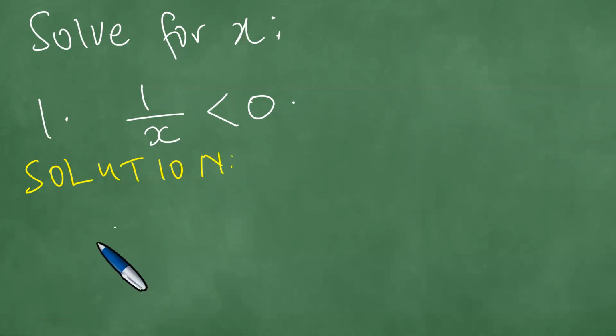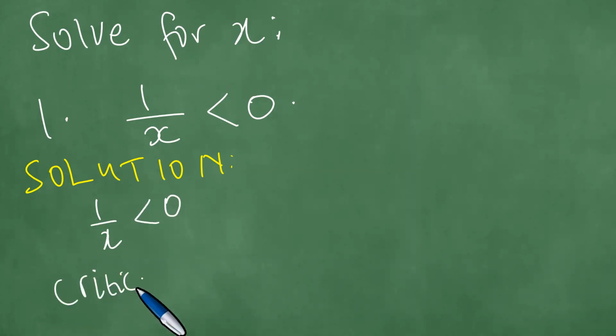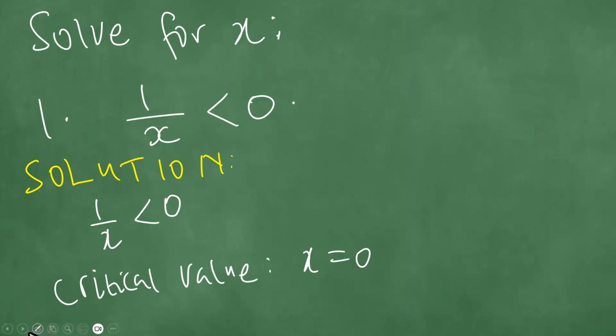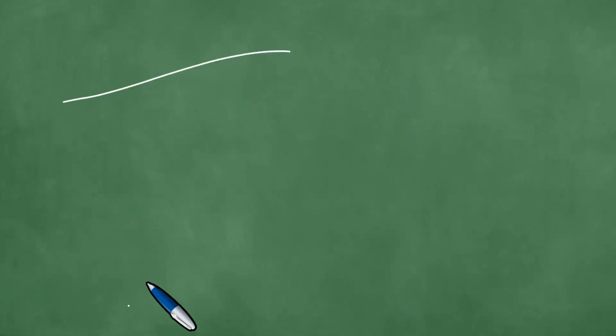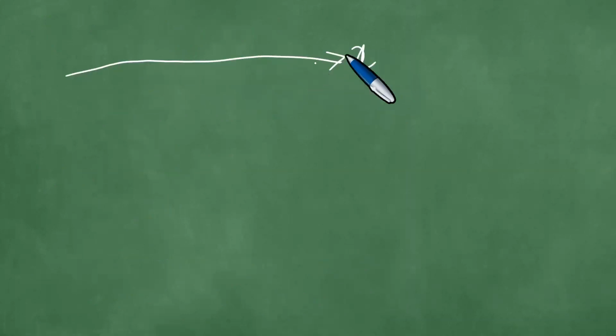So to get the solution to this, we first note the question, x is less than zero. And then we find the critical value. The critical value is x equals zero. Right, and then we put a number line, just a horizontal line like so, and we put zero here.